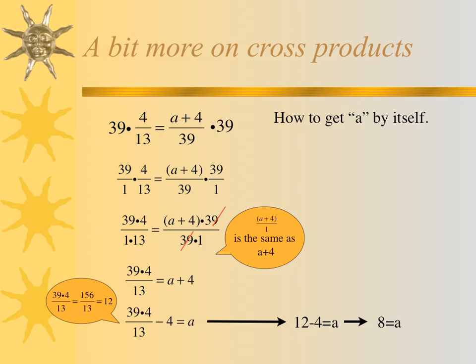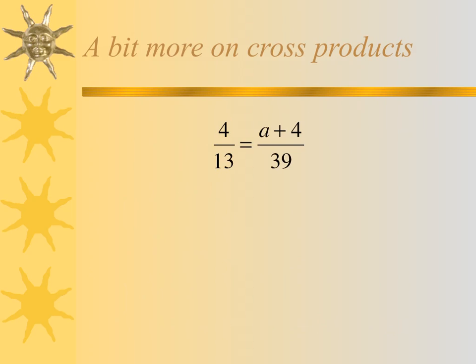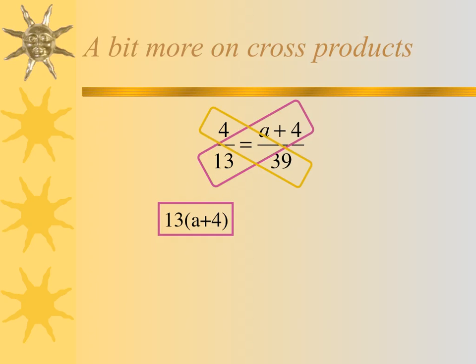Now, this looks like a lot of ugly steps. There's a lot of working with fractions that may make us uncomfortable in this. So let's take a look at how cross products can help us. We're going to do the same problem again, but this time we're going to use the trick of cross multiplying. So first, I'm going to take the 13, that's the denominator on the left, and multiply it by the quantity a plus 4. This is where the distributive property comes in. That 13 is going to be multiplied by the whole expression a plus 4, not just the a part of it. And I'm going to set that equal to the other cross product, which is 4 times 39.